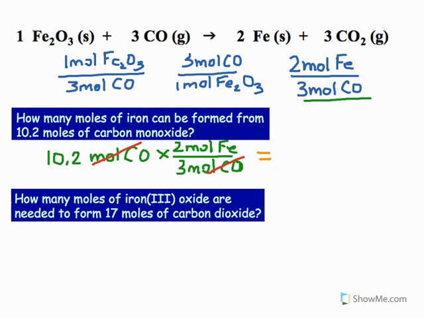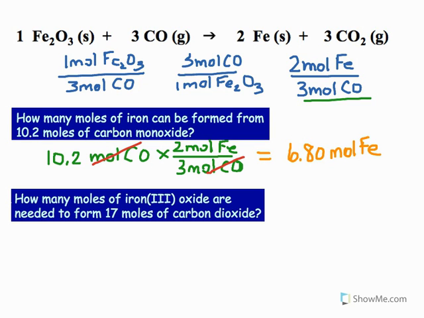Now comes the calculator part. Remember, all you have to do is multiply the numbers in the numerator and divide by whatever's in the denominator. So in your calculator, go ahead and put in 10.2 times 2 divided by 3. And when you do that, you'll get 6.80, and that's going to be moles of iron. So that tells me how many moles of iron I would produce if I consumed 10.2 moles of carbon monoxide.